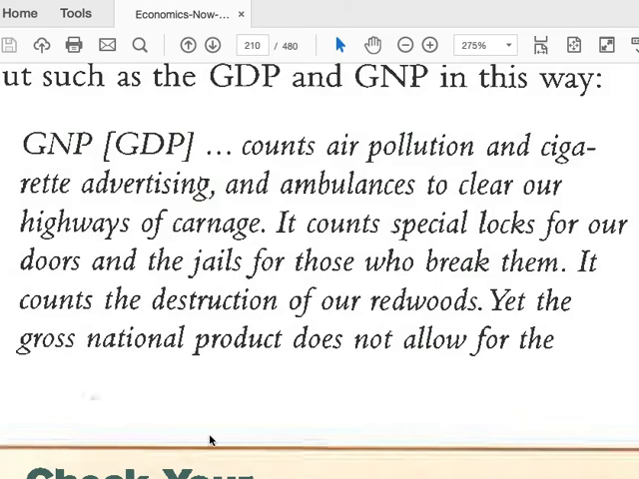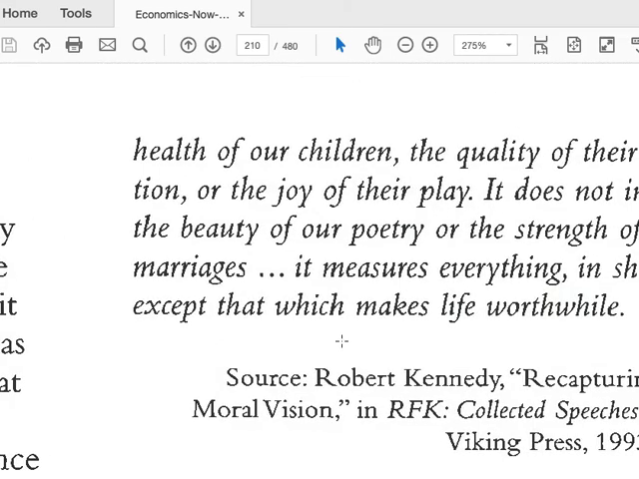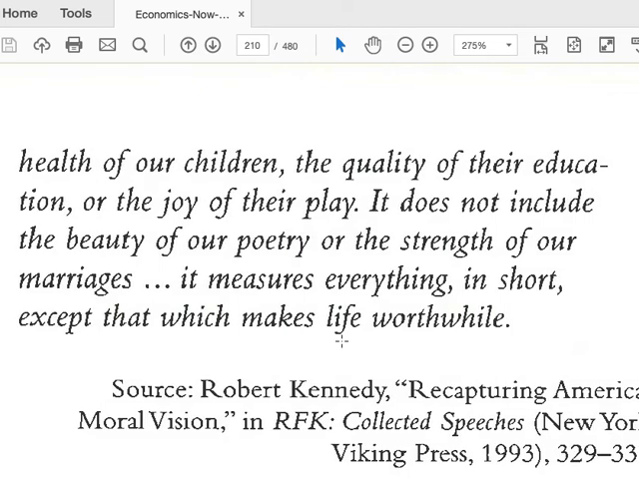GNP does not allow for the health of our children, the quality of their education, or the joy of their play. It does not include the beauty of our poetry or the strength of our marriages. It measures everything in short except that which makes life worthwhile. And this is by Robert Kennedy.